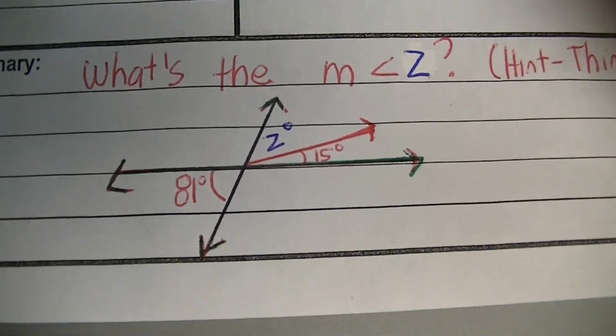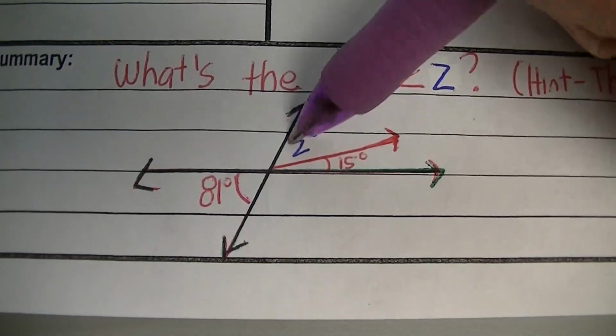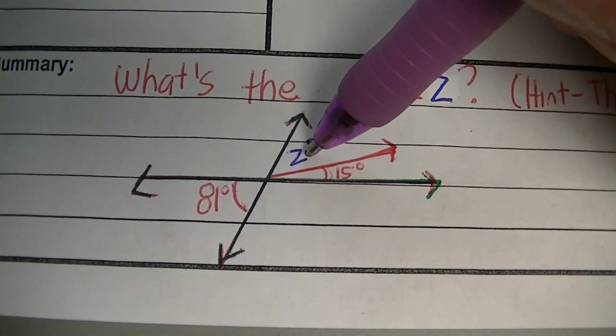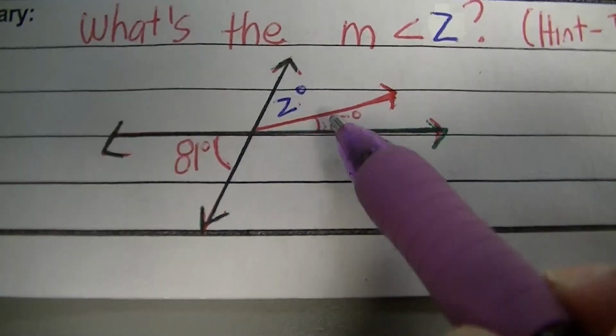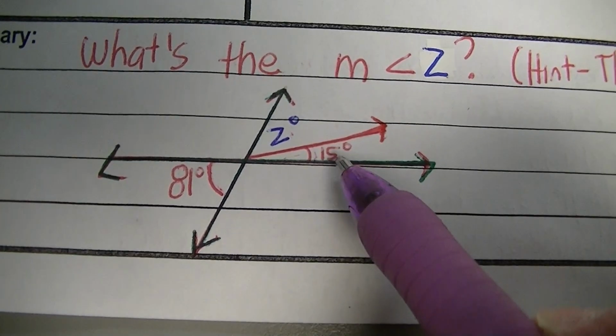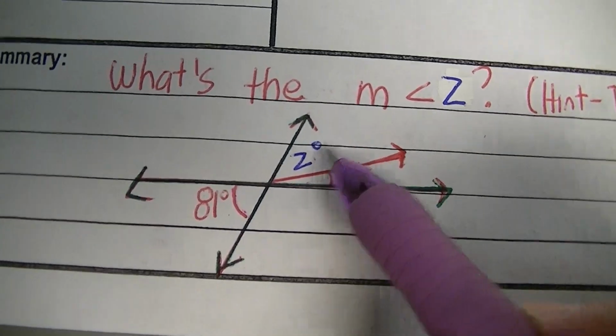Okay, so you ought to know that this angle right here is vertical to this entire angle right here. So you need to figure out what the measurement of angle Z is. But this given angle is 15. Okay, another hint, if you need it. 15 plus Z should equal 81. What is Z?